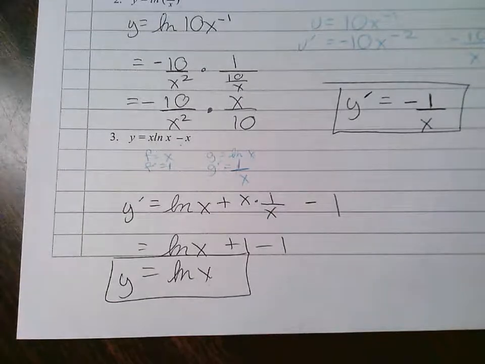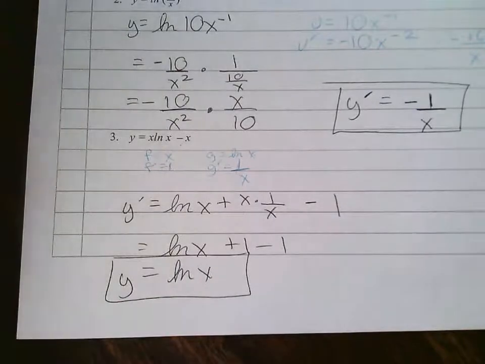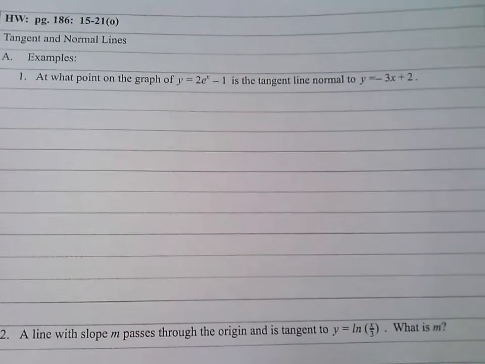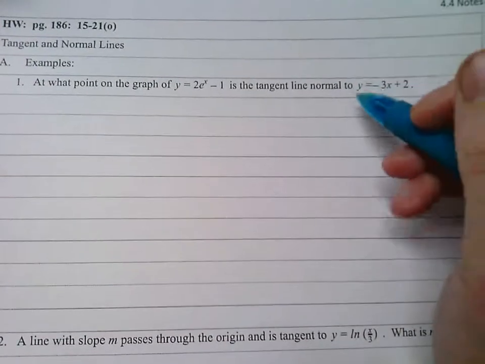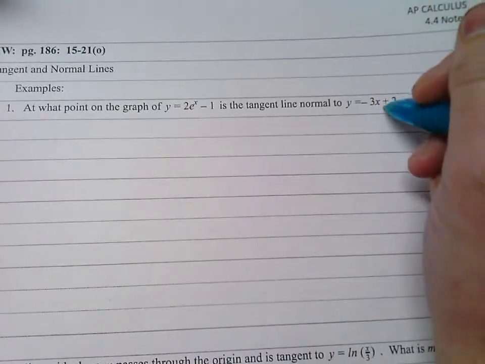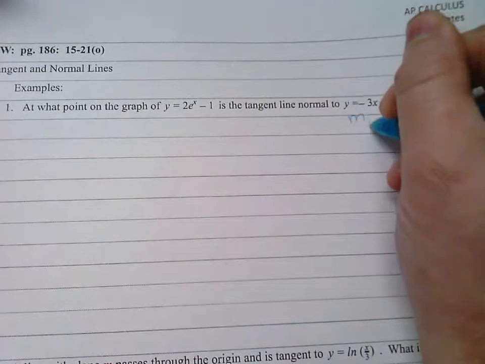Okay, so next we're going to be applying our examples to tangent and normal lines. Our first example: at what point on the graph of y equals 2e to the x minus 1 is the tangent line normal to y equals negative 3x plus 2? The first thing I see is normal, so it needs to be normal to this line. If the slope of this line is negative 3, the normal slope is going to be 1/3.